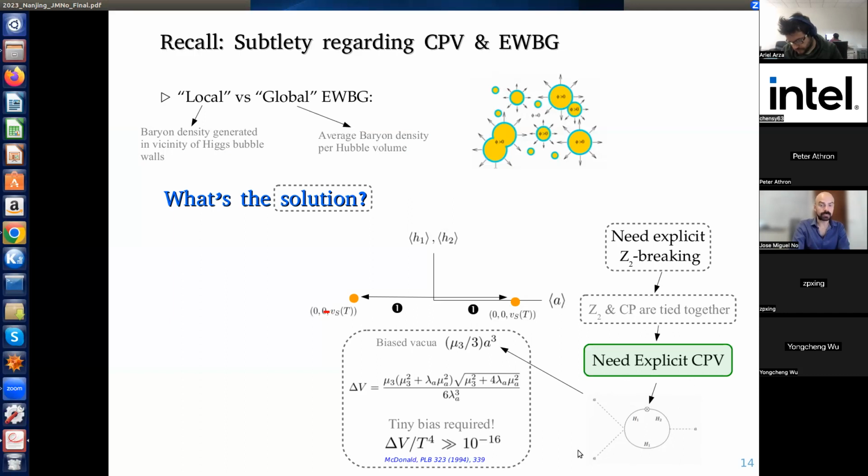Now, if one introduces an explicit CP violation term in the scalar potential, this will radiatively induce this A cubed term, and you can do the trick. Despite this being radiatively generated and being small, it is sufficiently big in order to do the bias. But at the end of the day, you need explicit CP violation in your model. So you cannot have a purely spontaneously CP violating model at work. You need some explicit source of CP violation.